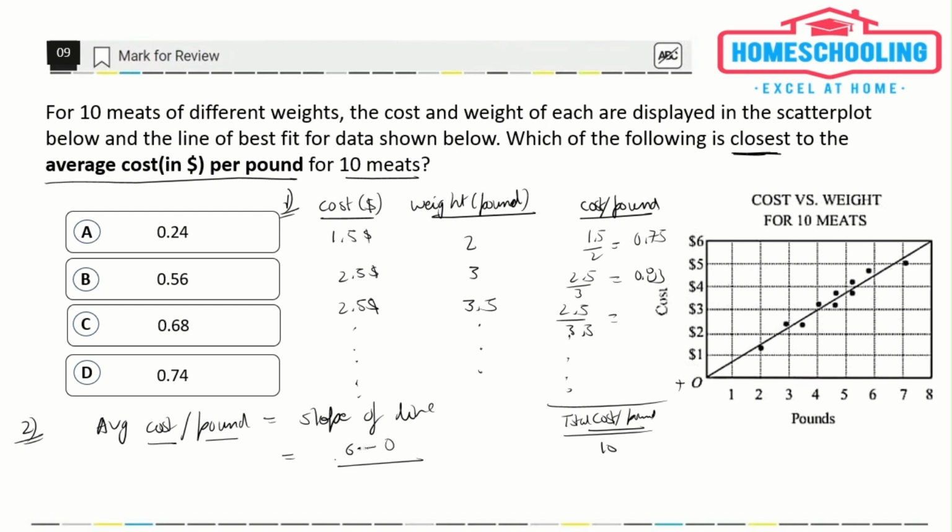So for the slope, we will take the cost first. The highest value is 6, the lowest value is $0, and for pounds, the highest value is 8, and the lowest value is 0.